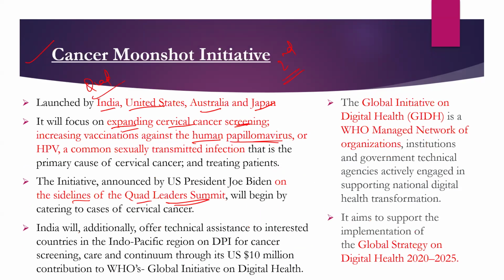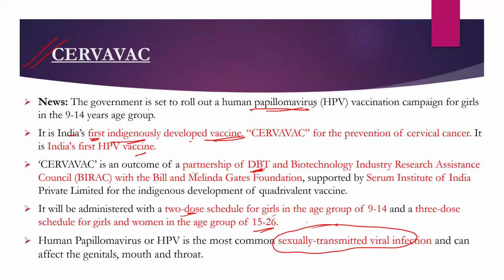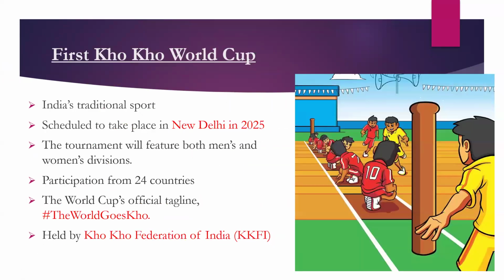Fine. Now, based on it, again, which statement would be correct here? So the first one is definitely wrong. So this is an initiative of Quad focusing on specifically cervical cancer. Right? Yes, this is clear. Okay, now this is a sport related initiative.